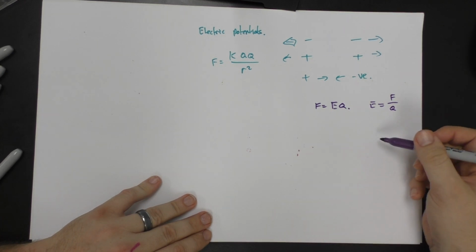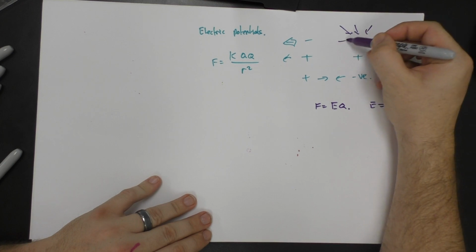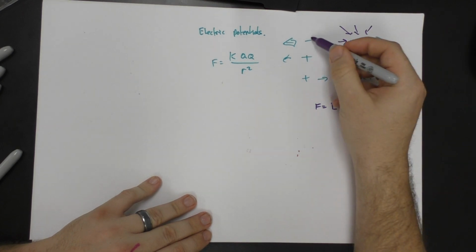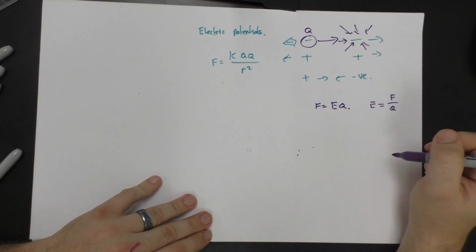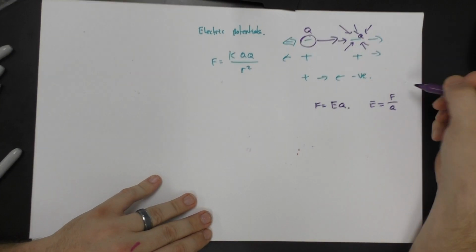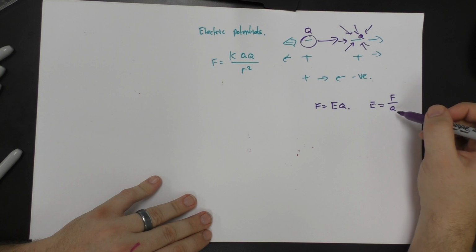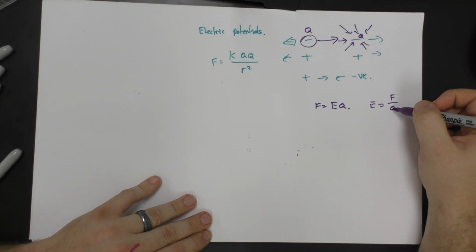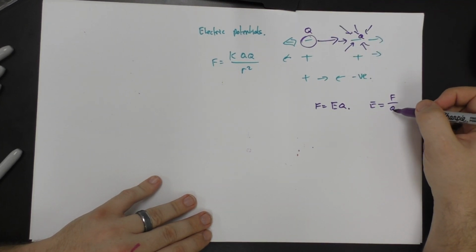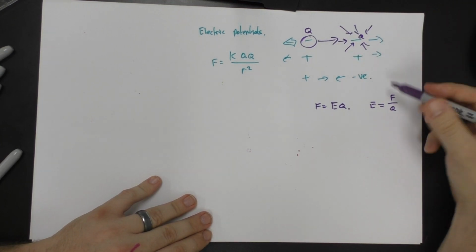So say, for example, this has got an electric field around it, and this one feels a force based on it having a charge in that field. Obviously, in this idea, this is just the charge that's in the field. So in this case, it's not the charge that creates the field, it's the charge that's in the field, so the force per unit charge.